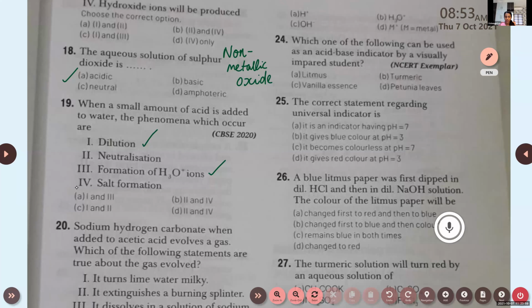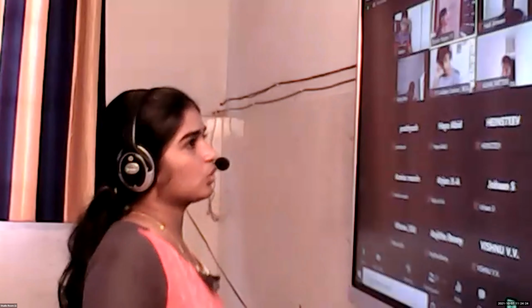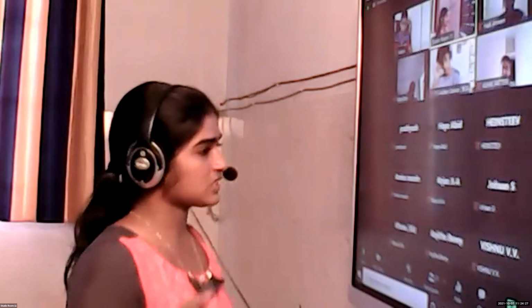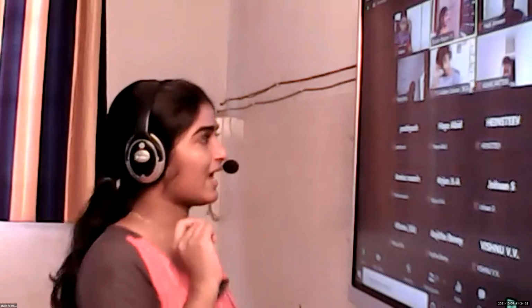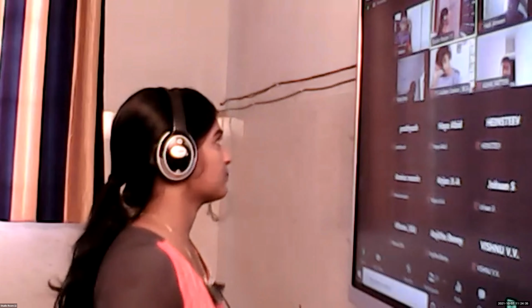Yeah, option A. Okay. Then Melvin, amphoteric, that's your doubt, right? An amphoteric oxide means it will react with both acids and bases. They will show both characters. We have learned about amphibians, right? Which one is an example of an amphibian? Frog, right? It lives on both land and water. Similarly, here the term is amphoteric. So it will react with acids as well as bases. That is amphoteric. Clear?